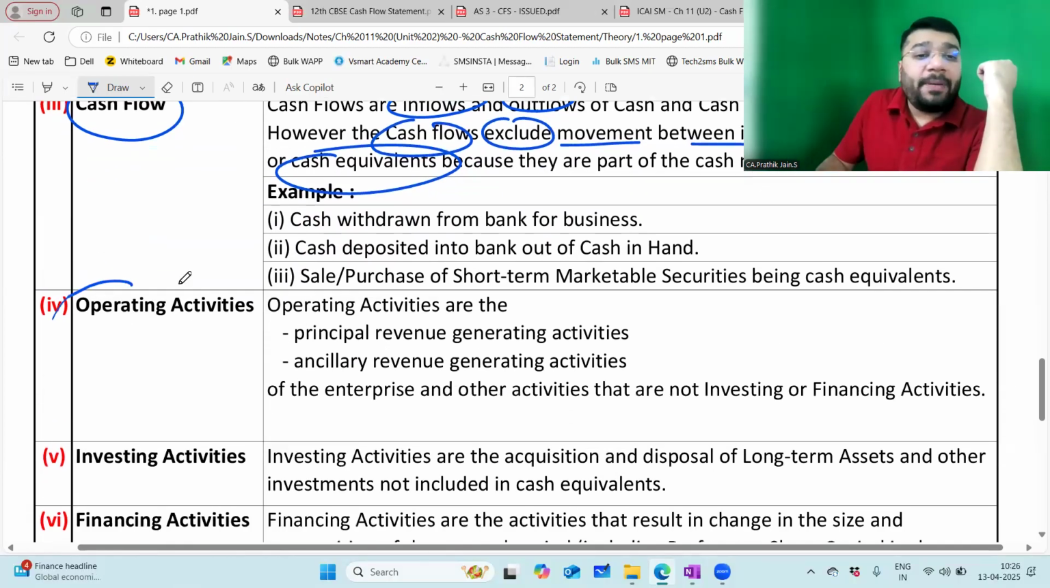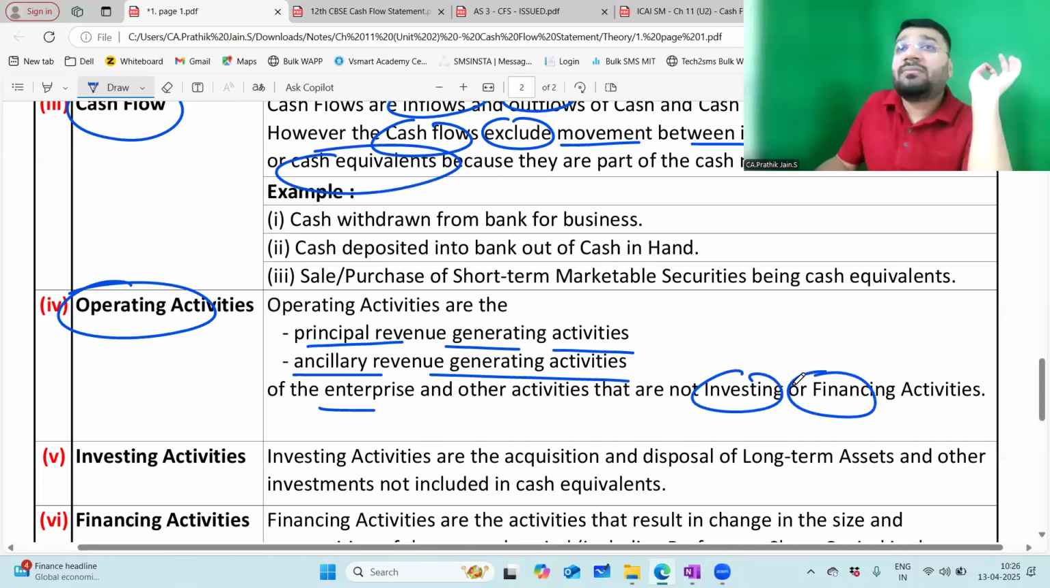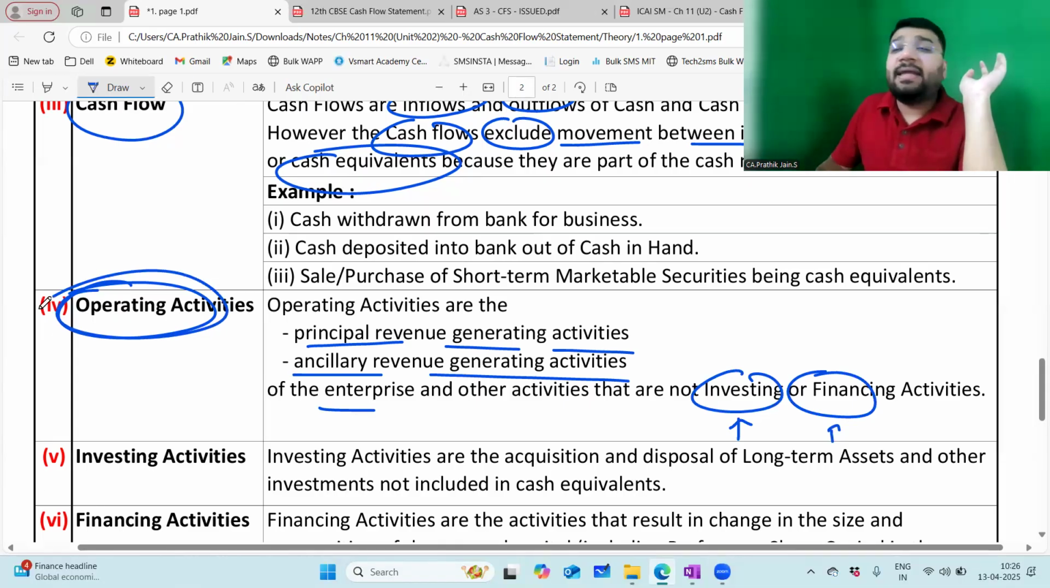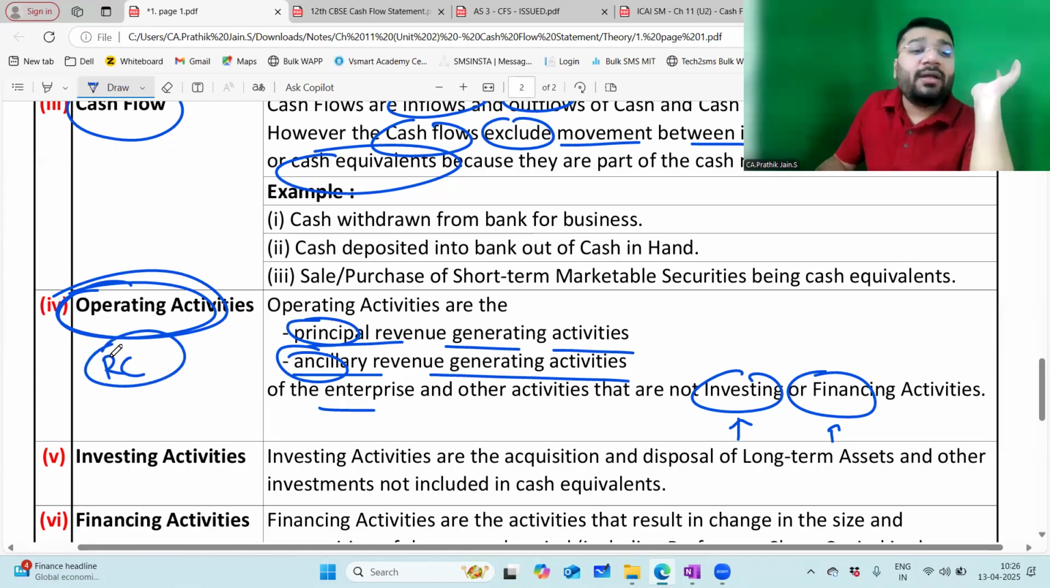Okay. Operating activities means what? These are the principal revenue generating items or ancillary revenue generating items of the enterprise, which are neither investing nor financing. So I would rather say that anything which is not investing or financing will come to operating activities. You might have a debate on some items, whether principal or ancillary, but I would say this is a residual category. If anything does not fit into investing activity or financing activity, automatically you can put it in operating activity.